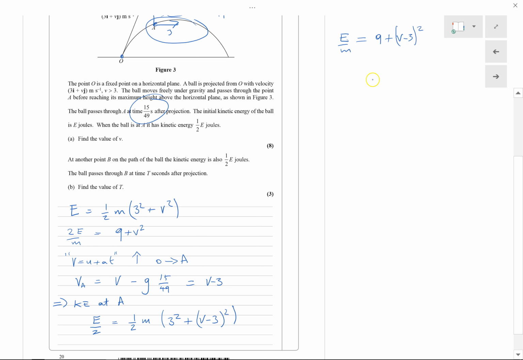So we can see that the kinetic energy here is twice as much as the kinetic energy here. So if we double this, we're going to get this. So we can set up an equation. So we can say that 9 plus V squared is equal to 9 plus V minus 3 squared, and that amount is, of course, times by 2 because it's double the energy. Okay, so that gives us 9 plus V squared is equal to 18 plus 2 times, let's multiply that out now, V squared minus 6V plus 9.